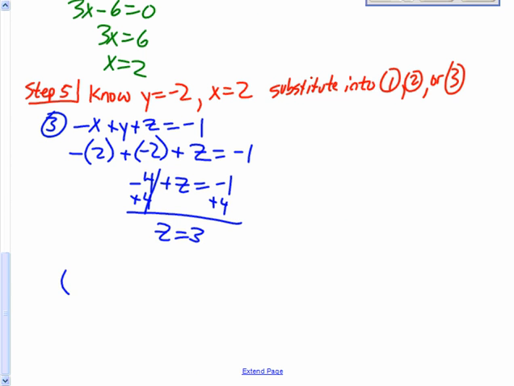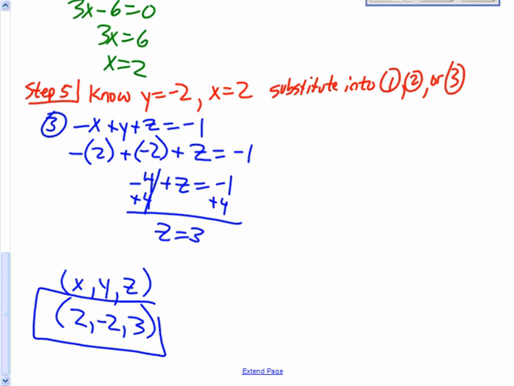Now how do you write your answer? x, comma y, comma z. So you write it as an ordered triple here: 2, negative 2, 3. That is the point where all three planes intersect. Okay, 2, negative 2, and 3. So that's the process that we're going to go through to solve these things.